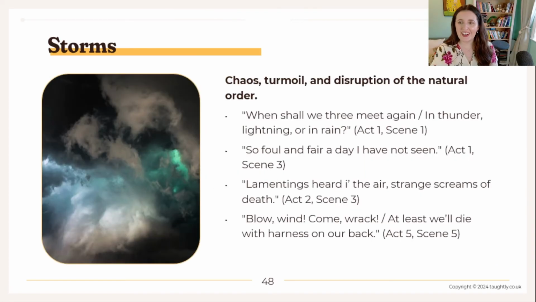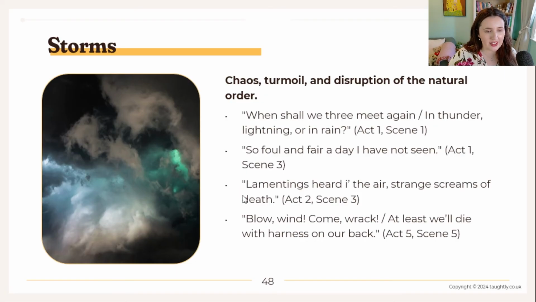Throughout the play, we have got the motif of storms. In fact, the play even begins, "When shall we three meet again? In thunder, lightning, or in rain." So beginning in a storm. Storms represent chaos, turmoil, and the disruption of the natural order. And so we also see this in other quotes such as, "So foul and fair a day I have not seen." So this idea that it's absolutely terrible weather, but also fair. So how can a day be both foul and fair? Again, the natural order and what we expect being disrupted.